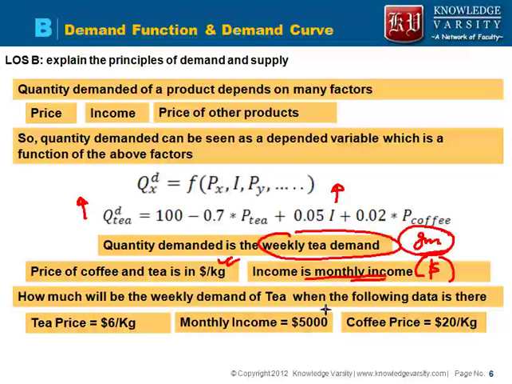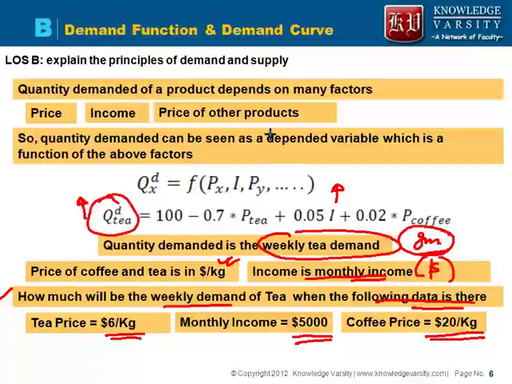So we have a question: how much will the weekly demand of tea be given the following? The price of tea is, let's say, $6 per kg, monthly income is $5,000, and the coffee price is $20 per kg. With this data, we need to know the weekly demand for tea, right? So let us see this in our Excel sheet.